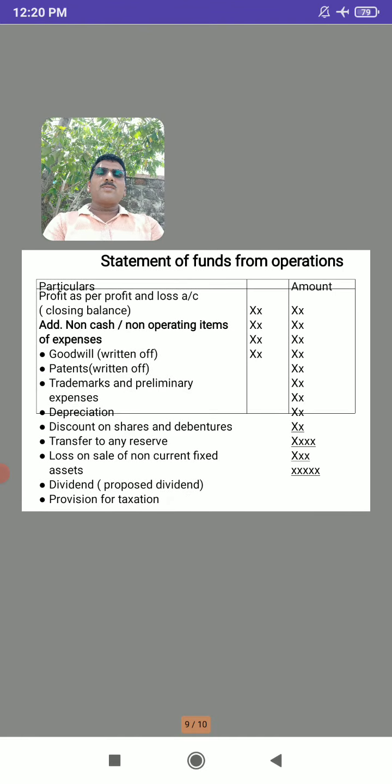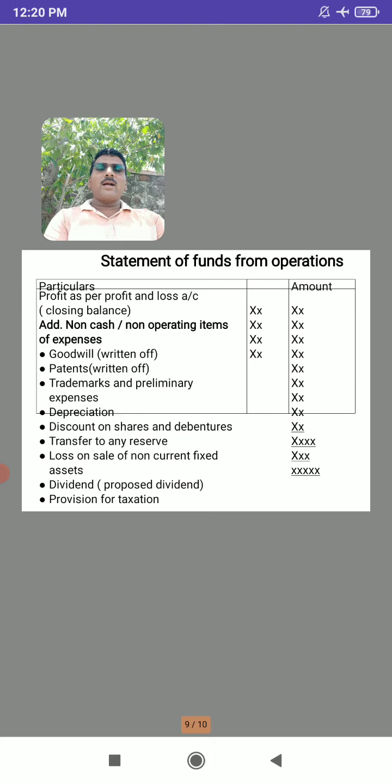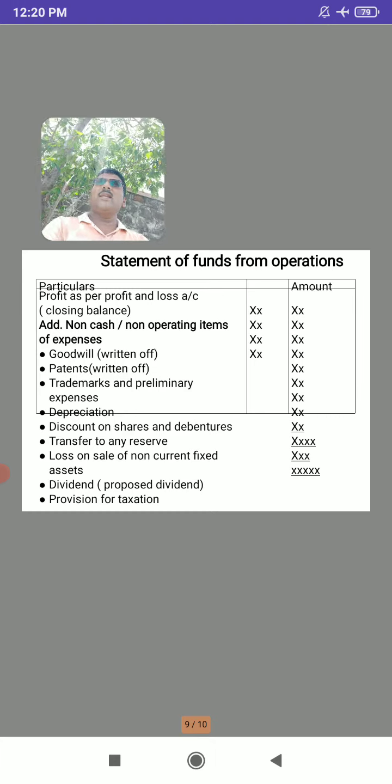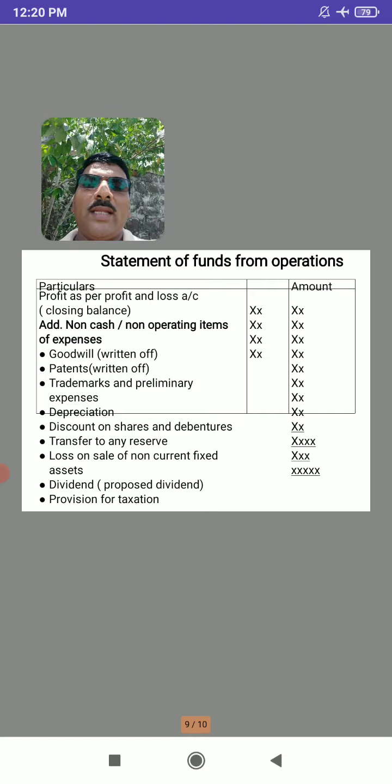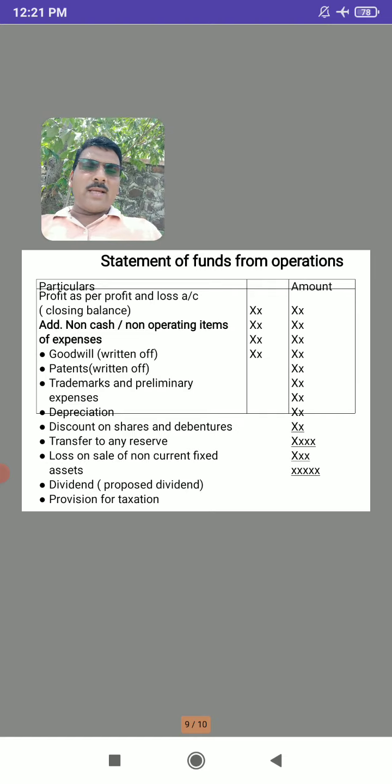So, statement of funds from operation. Here is how this statement of funds from operation is prepared. First, we are preparing this statement in 3 columns. One is particulars, second one is inner column, and final is amount column. Under the particulars column, first we start with profit as per P&L account, that is the closing balance. It is clearly shown here.